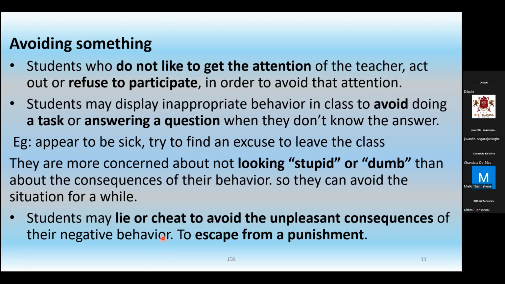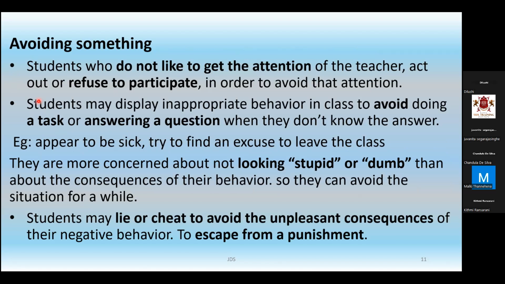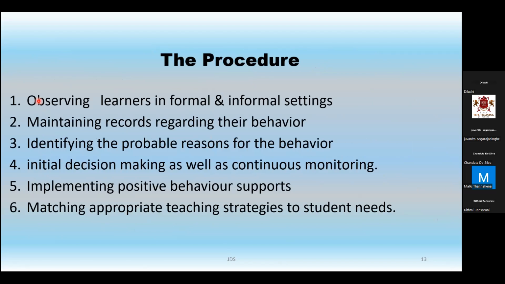Right? So remember, learner behavior has two purposes. One is to obtain. In order to get something, they will behave in a particular manner, or to avoid an unpleasant situation, a particular scenario, they will behave in a specific way. You should be able to give examples for both of these situations. Then we move on to how learner behavior is handled. See, let's go through the procedure.